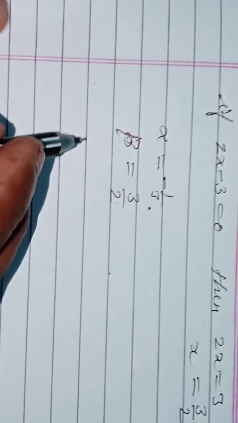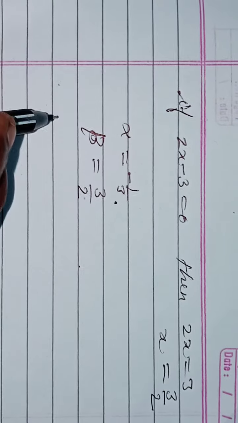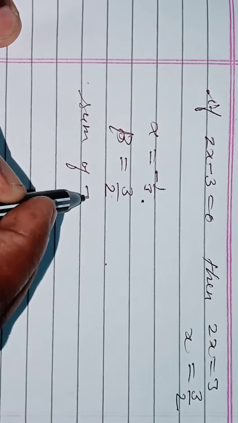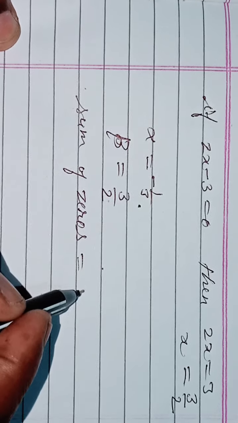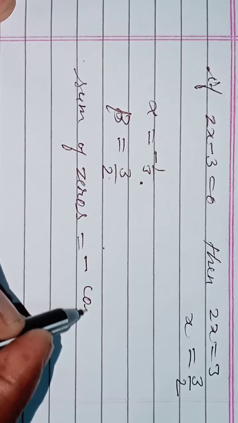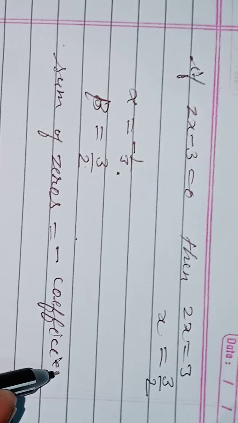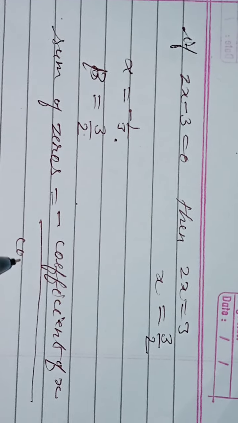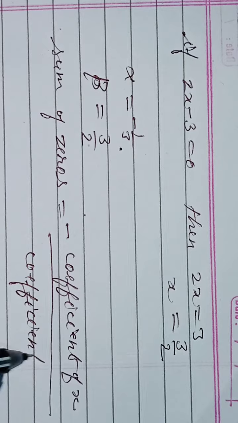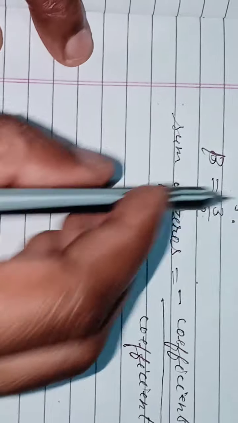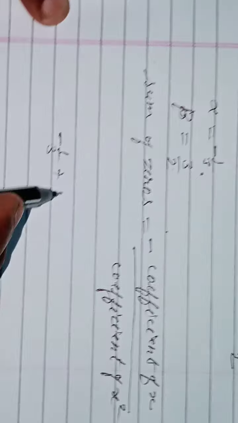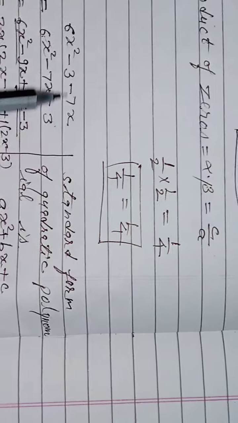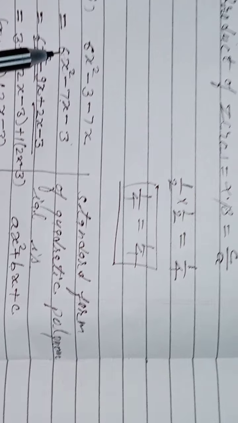Now we have to verify the sum of zeros. Sum of zeros is equal to minus coefficient of x upon coefficient of x square. So alpha plus beta, minus 1 by 3 plus 3 by 2, is equal to minus coefficient of x upon coefficient of x square. Coefficient of x is minus 7 and coefficient of x square is 6.